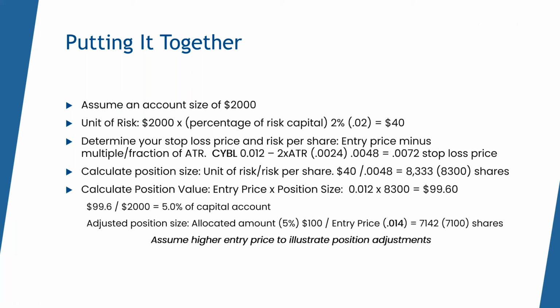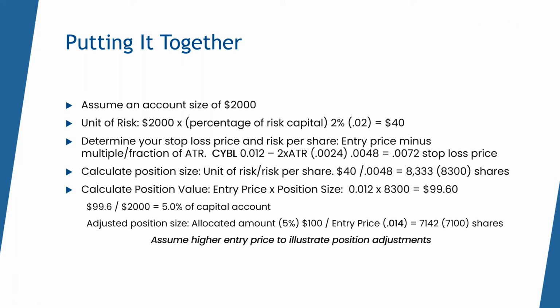So I have a limited amount of capital to play penny stocks, but if I use proper discipline and a plan, I can be quite effective. So let's walk through this. Let's assume I have an account that only has $2,000 in it, or that's all I want to risk trading penny stocks. So my unit of risk is my $2,000 capital times my percentage of capital, in this case, our 2% rule. So my unit of risk would be $40. Now I'm going to determine my stop loss price and my risk per share.